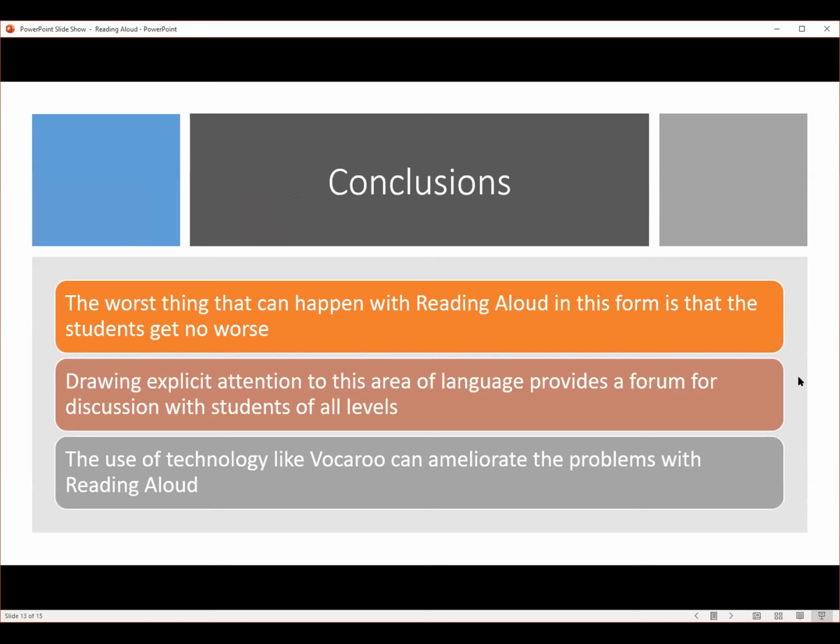So what did I learn from this whole thing? Well, according to the results of this little bit of research, the worst thing that can happen with reading aloud in this way of doing it is that the students don't get any worse. So there can't be any harm done. And for some of these students, it literally was the only time that they spoke in those lessons.